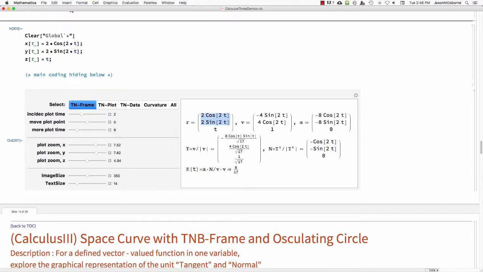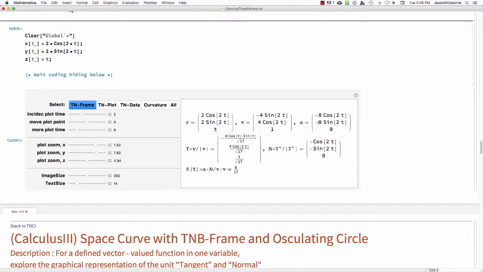Here's your curve, x, y, and z. Velocity: the derivative of the first entry, derivative of cosine is negative sine, and then you get the chain rule, the derivative of 2t is 2, and that's where this minus 4 is coming from. So you compute the derivative of your curve, that gives you your velocity. Compute another derivative of your velocity and you will get your acceleration. There's a 0 here because of the 1 in the velocity.